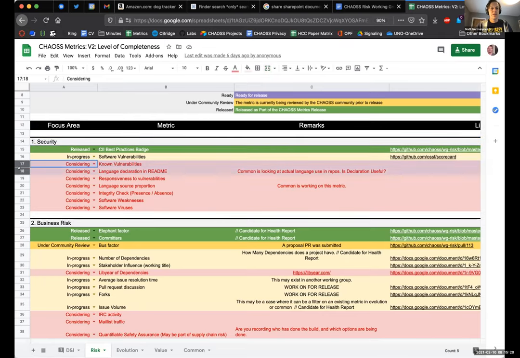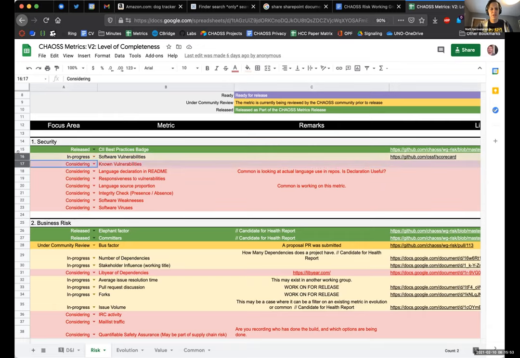You can see that we have, well, actually known vulnerabilities is probably the metric that you're talking about, which would be associated with CVEs, you know, reported CVEs. So this is something that we could start working on, kind of here, articulating what this metric would mean, like how do we identify vulnerabilities in software? And then we have software vulnerabilities.